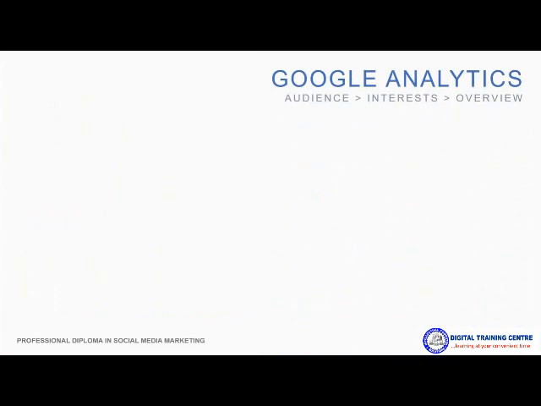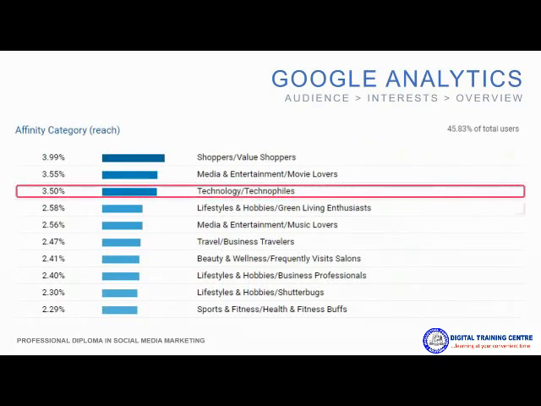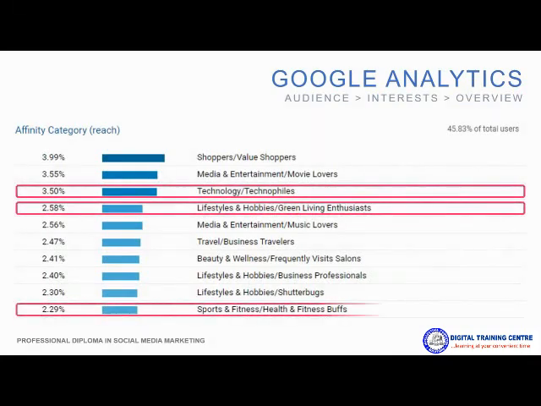And we can expand on our hobbies and interests by going to our Google Analytics. You can go to Audience, Interests, and Overview. And here you can see the affinity categories. So we can start to see what kind of interests our audience has. And this is really, really useful information. So technology, lifestyles and hobbies, or living green or green living, as well as sports and fitness, of course. So this is the kind of person that we're targeting.